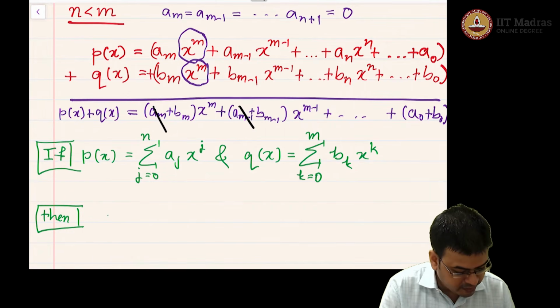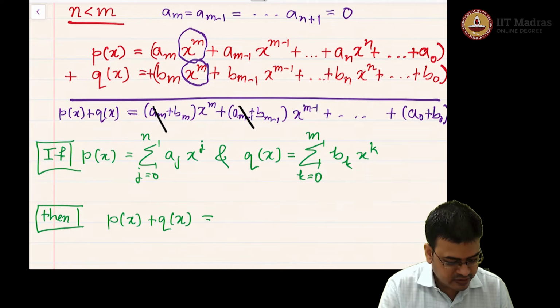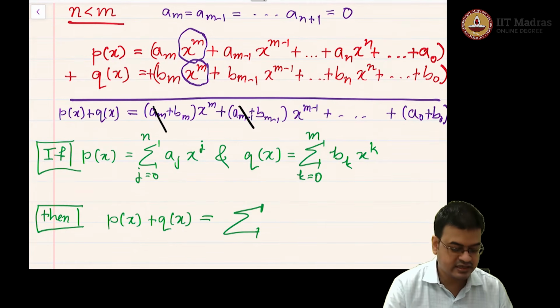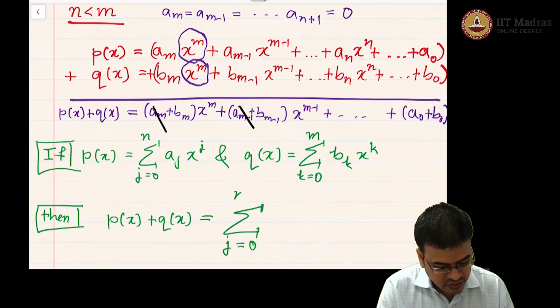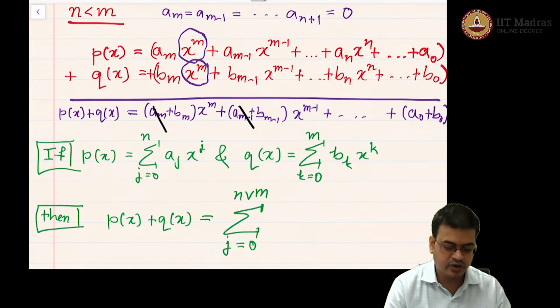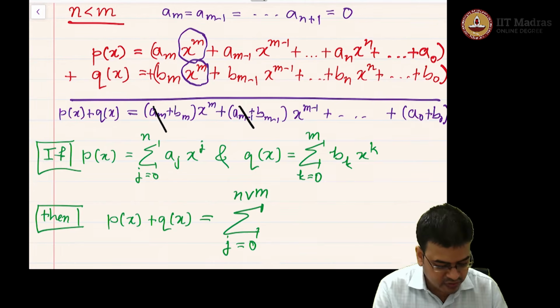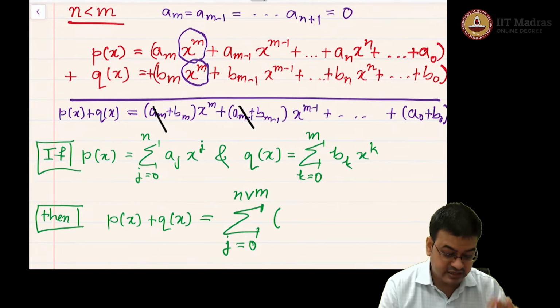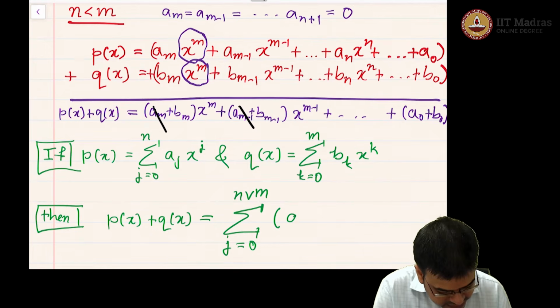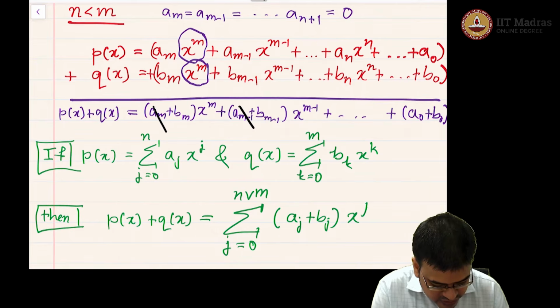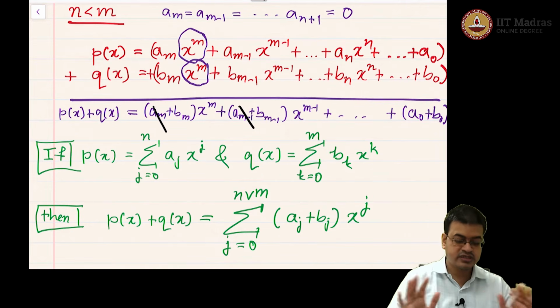So I can write p(x) plus q(x) to be equal to the summation over, it doesn't matter whether n is less than m or n is greater than m, j equal to 0 to the maximum of n and m, whatever is the maximum I will go up to that. I will replace the values which are not there with the value 0, and therefore I can simply write this as (a_j plus b_j) x raised to j. Okay, so it is that simple.